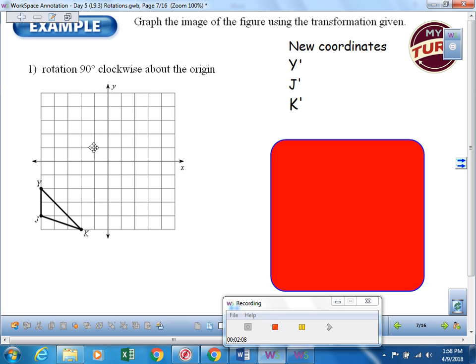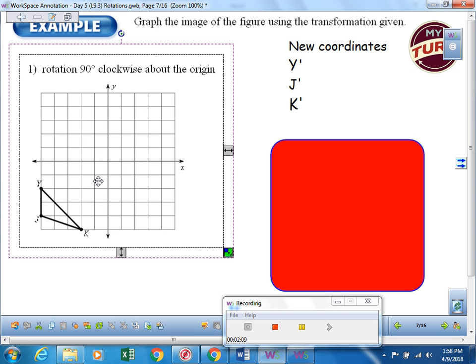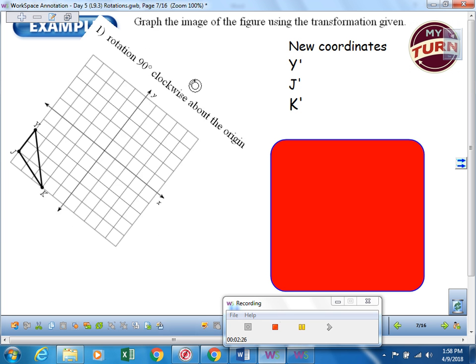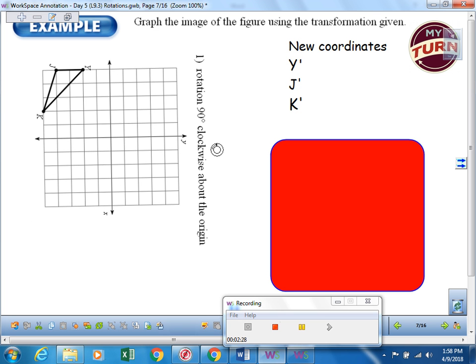If this was my paper, you do not have this example on your note sheet. You're just watching. If this was my paper, it says rotation 90 degrees clockwise about the origin. I would take my paper and literally turn the paper, just like you were doing on our little practice when I was telling you what to turn. You would literally turn the paper.